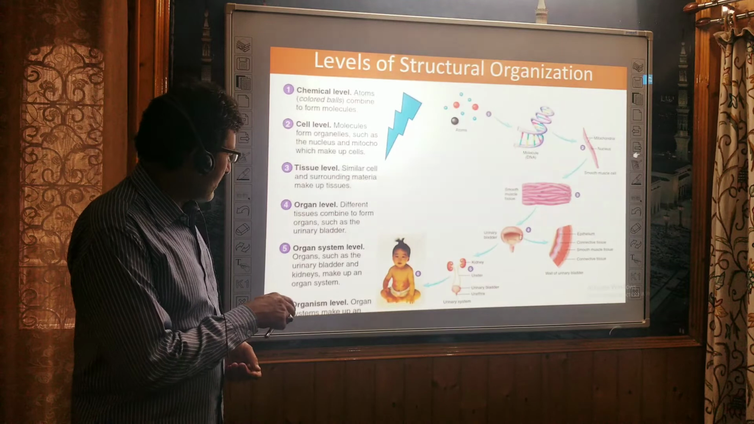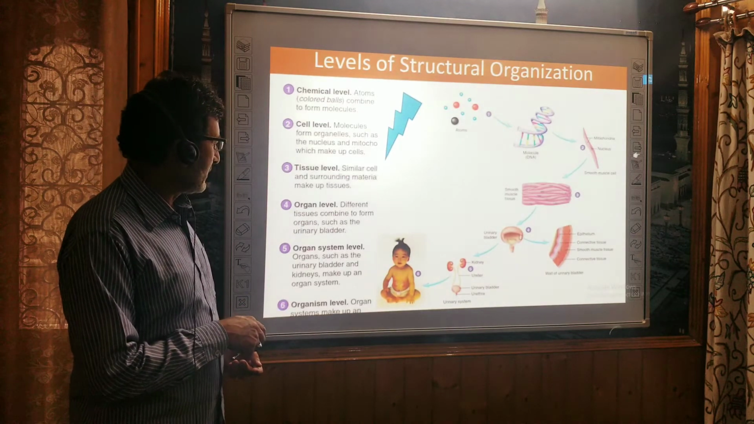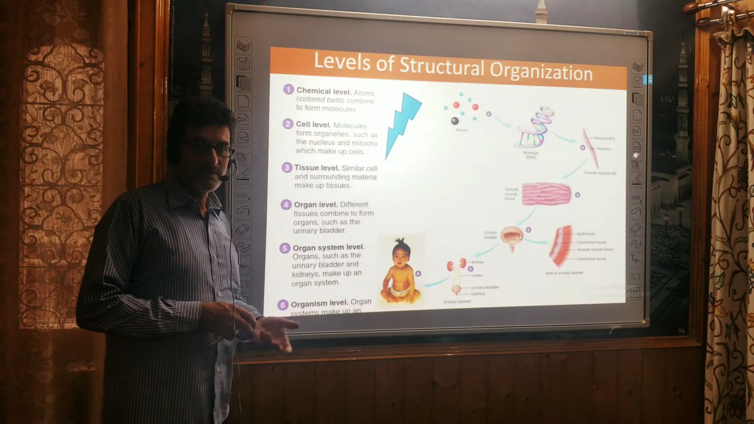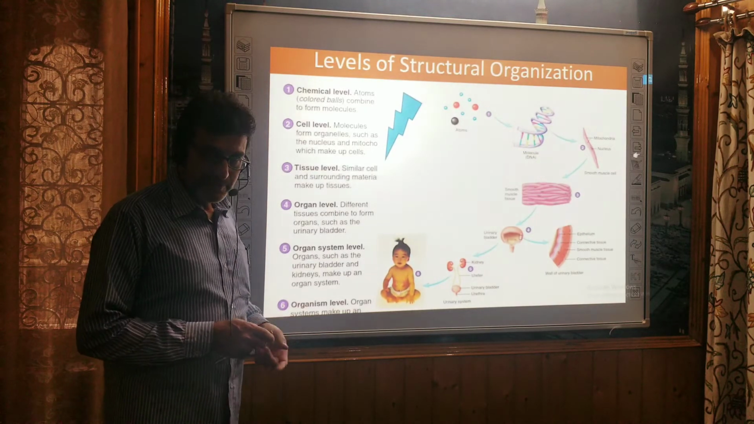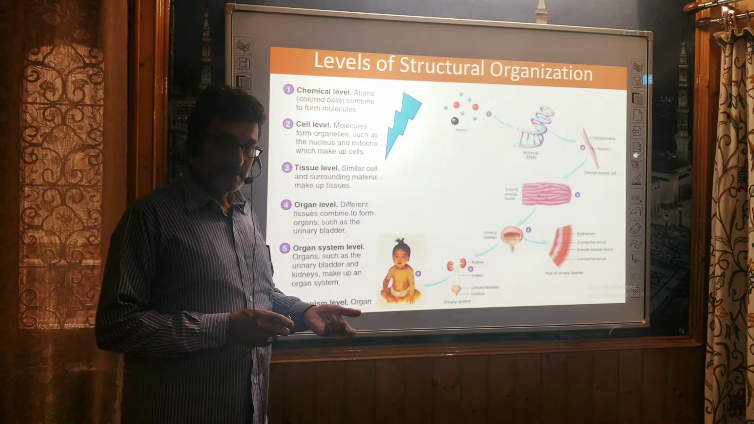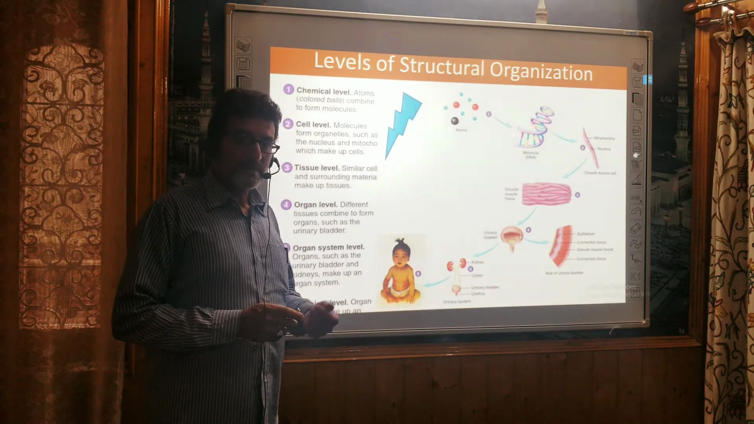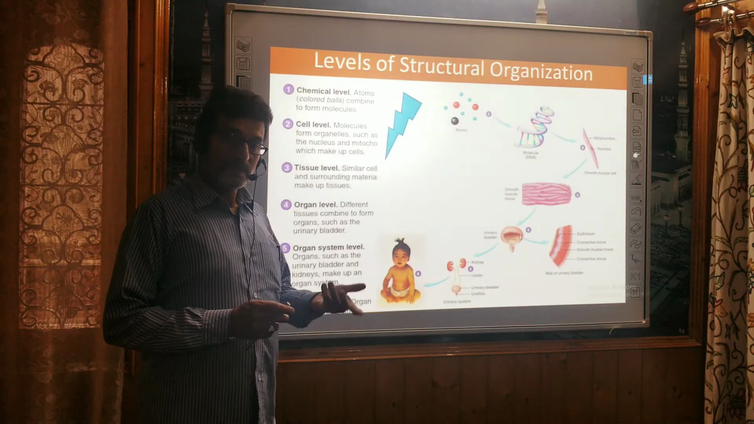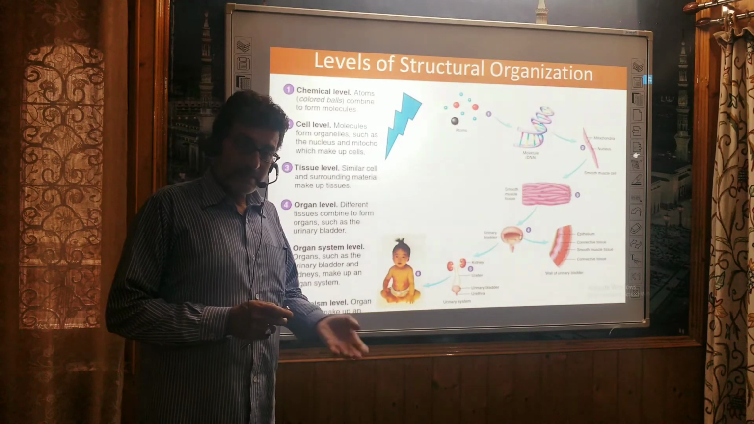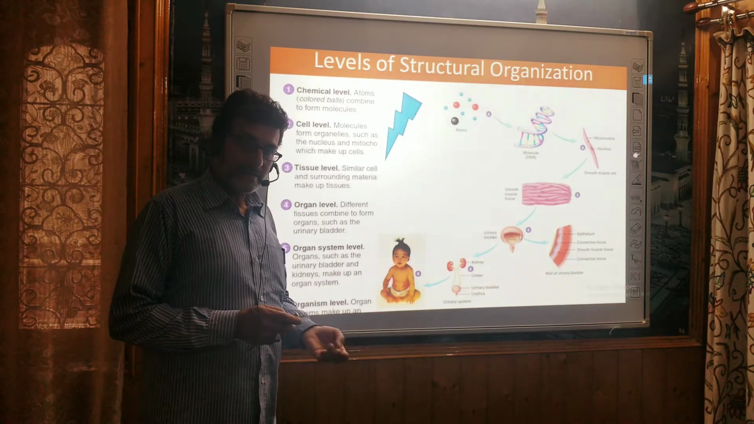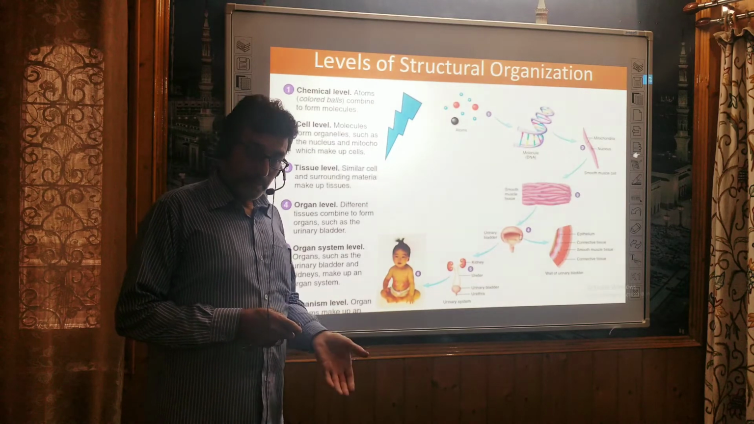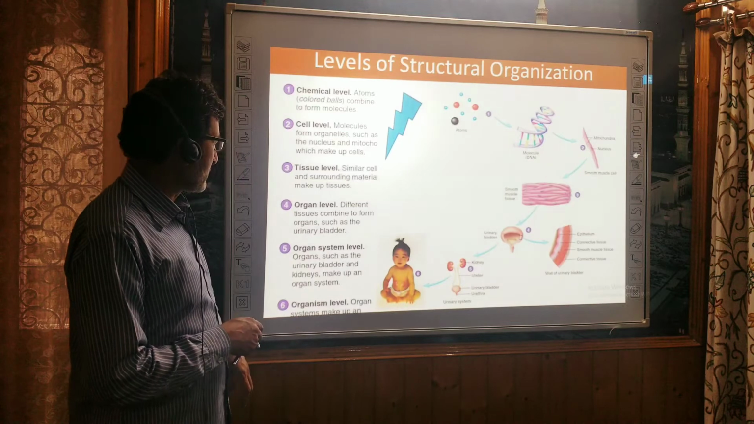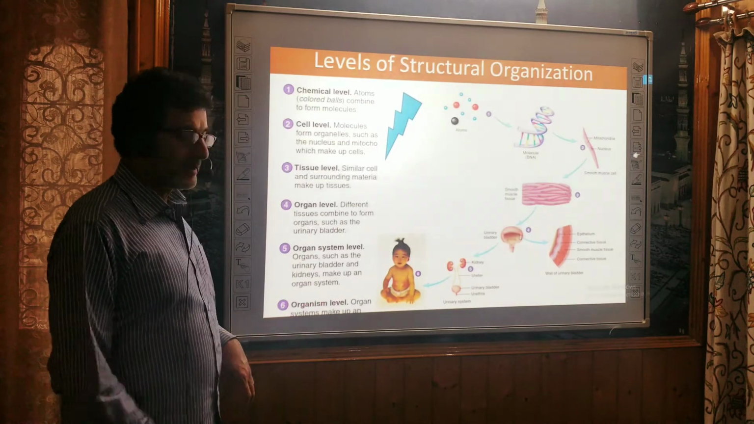Organ system. When organs combine, then we can say organ system. In our body, we have different organ systems. For example, digestive system, respiratory system, circulatory system, excretory system, nervous system, arterial system, venous system, skeletal system, endocrine system, lymphatic system, and reproductive system. All those systems combine to form the organism.